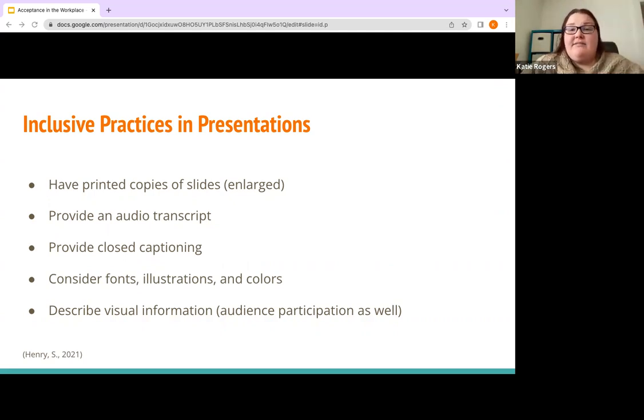There are certain cognitive disabilities, dyslexia is one of them, where if you're reading in a really curly or scripty font, it's much harder to read than if it's in a plain font like Times or sans serif. And then illustrations as well.